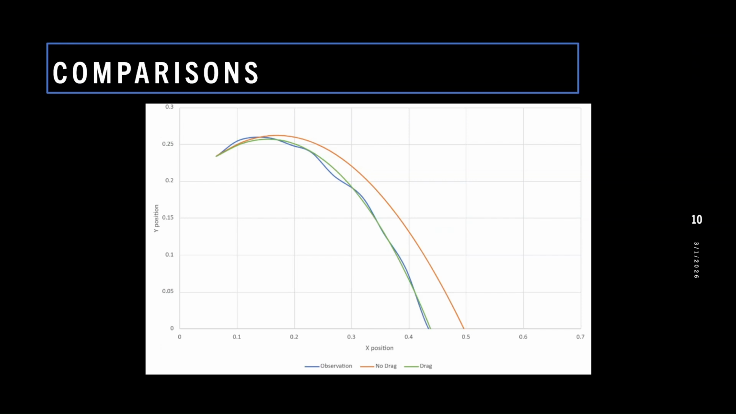So here's a comparison of the three. As we can see, the sphere that experienced no drag force traveled much further than the other two. And while my observational model deviated slightly from my model with drag force, we can see that it does align very similarly, showing that they both experience a similar drag force.